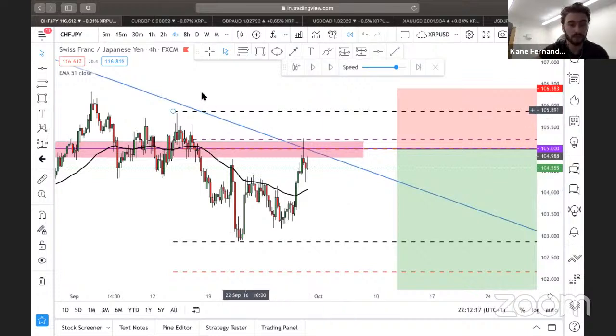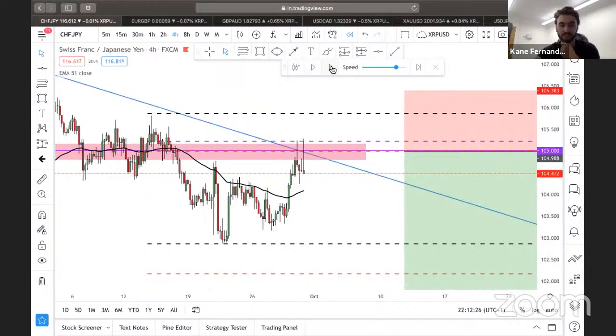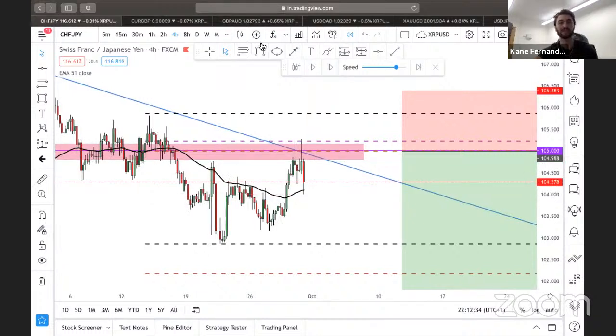So I can look back in time and see multiple rejections. If I see another rejection from this zone, I probably will enter it. So let's wait and see if we can see one. So that's two shooting stars. I probably would enter it already, because as you can see the rejection already. So I'm in this now.